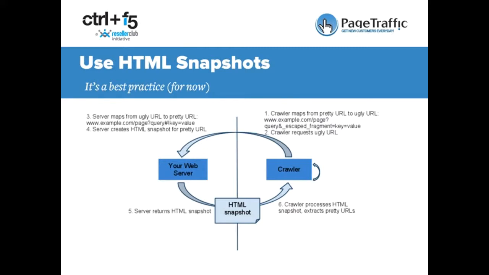Crawler maps from pretty URLs to ugly URLs, so they have the crawler request the ugly URL, and then it goes to the server, which maps the ugly URLs to pretty URLs. So for example, if the URL, just an example, is example.com page query escape, then it goes to the pretty URL example.com query key is equal to value, and the server creates an HTML snapshot for this URL. It might look a little bit technical, but there are tools available which will do just this for you.